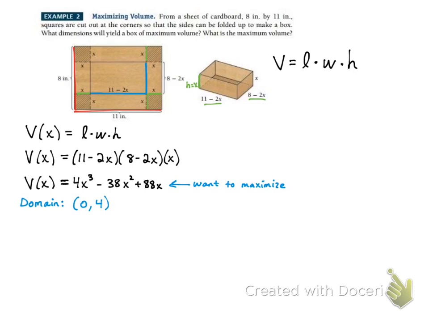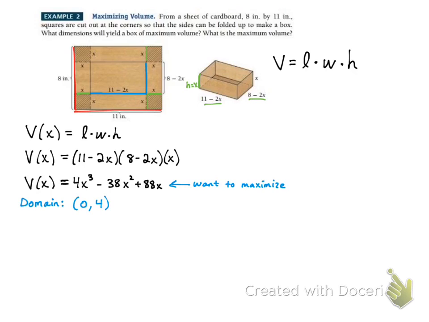I've put not including 0 and not including 4, so an open interval. You could technically include 0 and include 4, but if you did that, then your box would have no volume, so it wouldn't really make sense. So I kept it as an open interval for our domain.